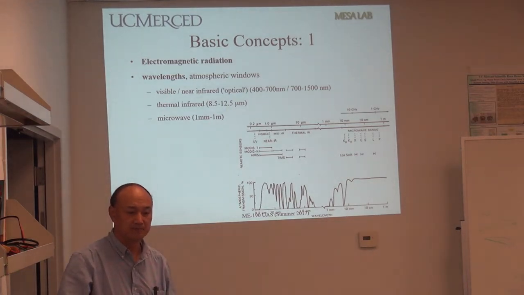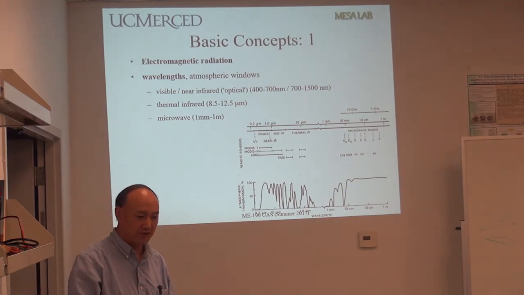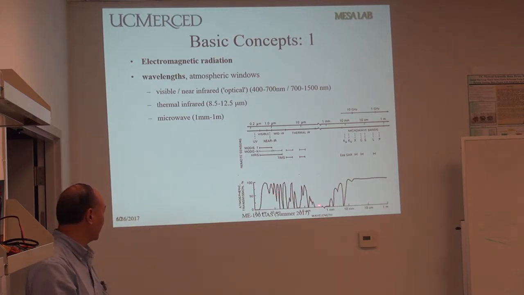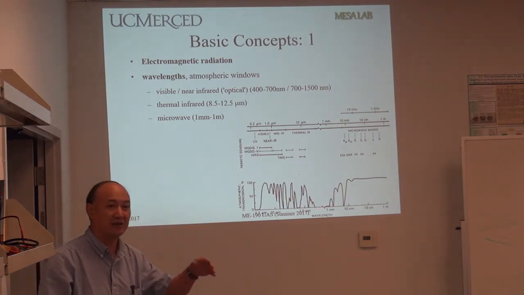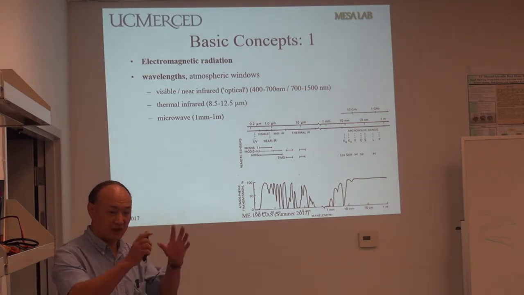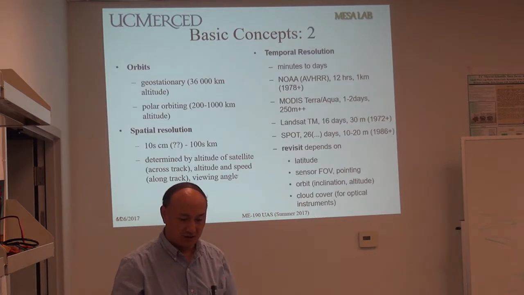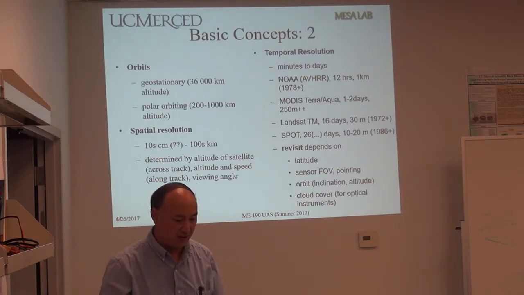Okay? So, to give you a rough idea, these are the reflectance, and this is the atmospheric transmission percentage. So they will get through that. In some of these bands, the radiation just cannot pass through our atmosphere, so it gets absorbed. So here are the basic concepts.